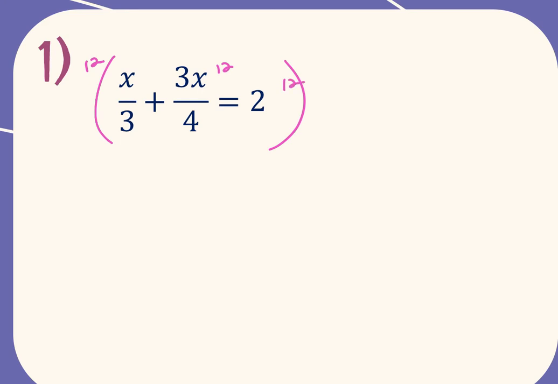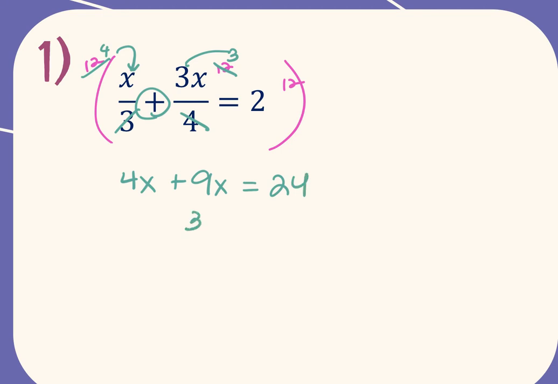So on the left-hand side, the 3 goes into 12 4 times. I get 4 times x. The plus comes from the middle. The 4 goes into 12 3 times. I get 3 times 3x, which is 9x, equals 12 times 2, which is 24.